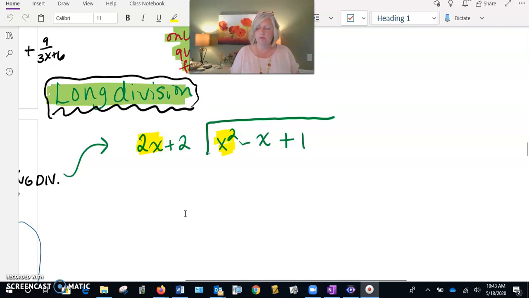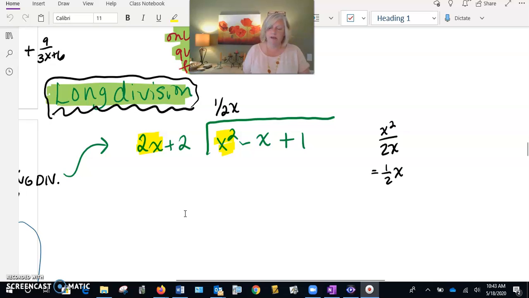Now, if you need to, over on the side, when we ask how many times does 2x go into x squared, what we're basically trying to do is this division of x squared over 2x. And if you simplify that, it's going to end up being 1/2 x. And so that's what goes in up here in your quotient. So how many times does 2x go into x squared? It's going to be 1/2 x.